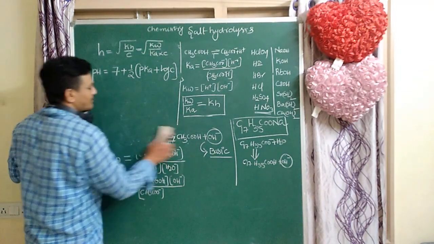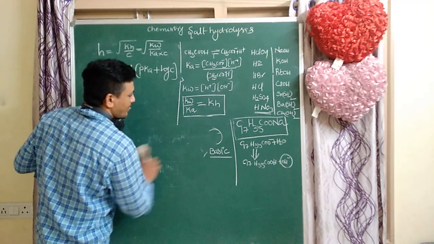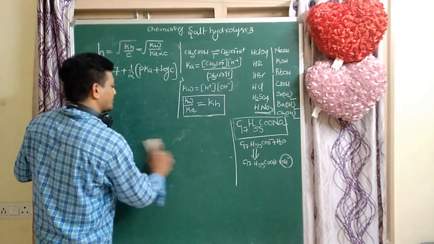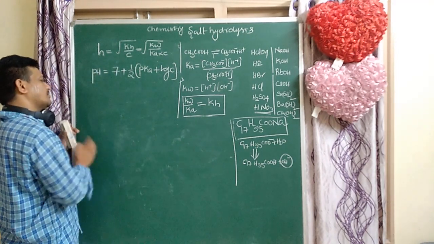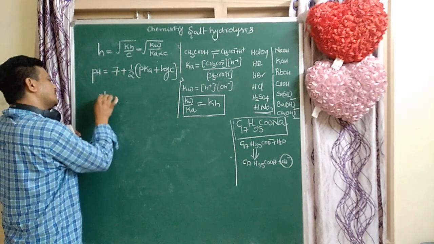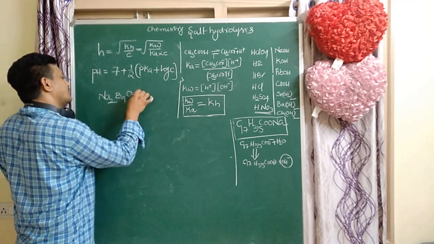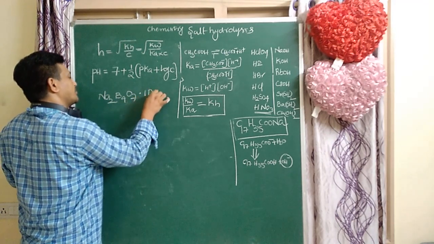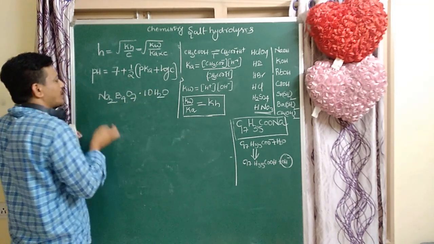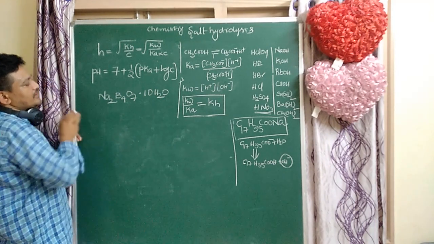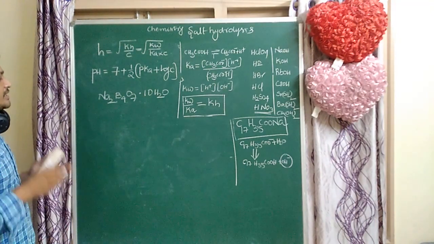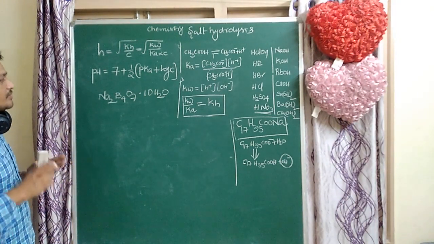So next I will explain one more type of salt, one more example. So this is Na2B4O7. This is the formula of borax. What is the nature of the aqueous solution of borax?